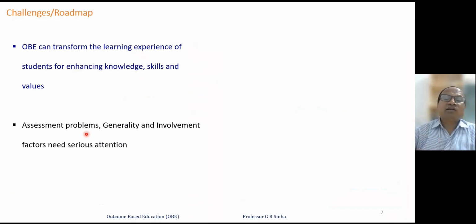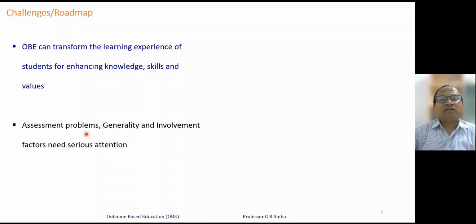It varies from learner to learner, from teacher to teacher, and from one program to another program. For example, take an undergraduate program in computer science. The objectives, outcomes, and assessment tools for the different courses of that program might not be the same as for the same program in another university offering the same set of courses. So that generality is missing.